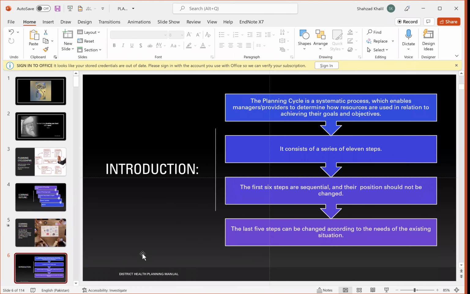Introduction. The planning cycle is a systematic process which enables managers and providers to determine how resources are used in relation to achieving their goals and objectives. It consists of a series of 11 steps. The first 6 steps are sequential and their position should not be changed. The last 5 steps can be changed according to the needs of the existing situation.